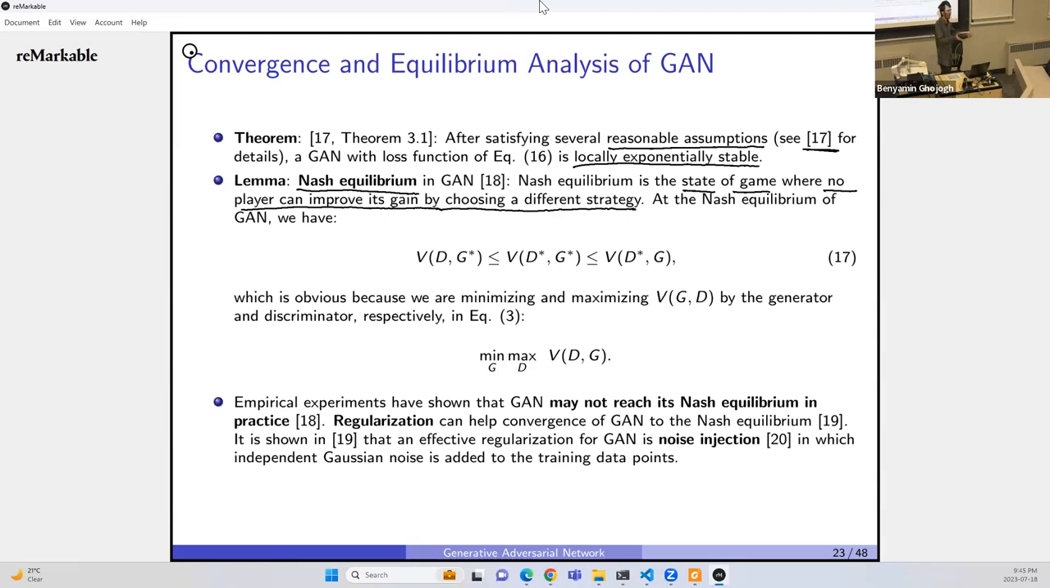Okay. When we have several states, when does the Nash equilibrium happen? When they can't choose their strategy. They say, I'm good. Okay.